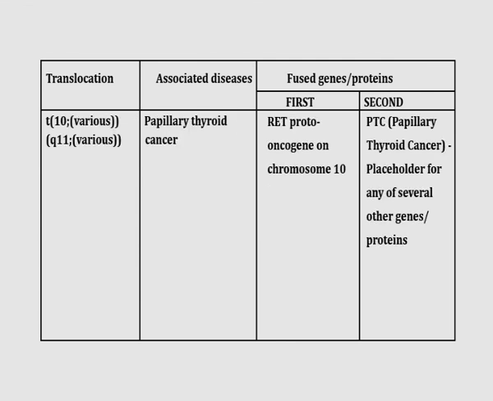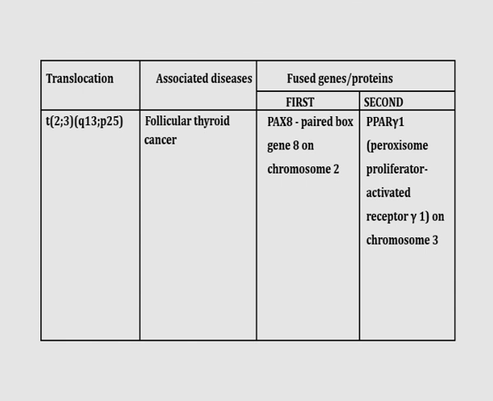And in the fourth case, t(10;various), q11 various. The associated disease is papillary thyroid cancer and the fusion proteins are the RET proto-oncogene on chromosome 10 and, the second being PTC (papillary thyroid cancer), a placeholder for any of the several other genes and proteins.